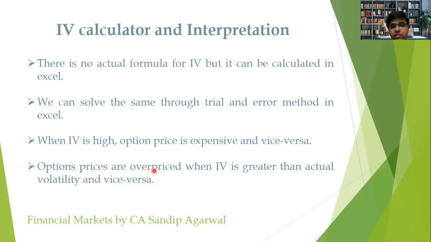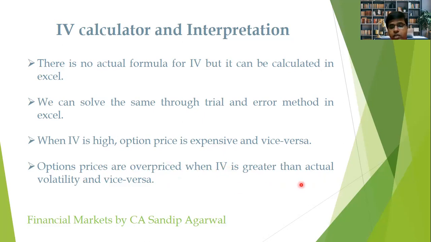The option prices are generally considered overpriced whenever the IV, which is the implied volatility, is greater than the actual volatility, and vice versa. Now, we are discussing the IV, which is implied volatility, in this video. We will discuss the actual volatility in the next videos with the help of various examples. So for the time being, just keep these terms in mind: IV, which is implied volatility, and actual volatility.